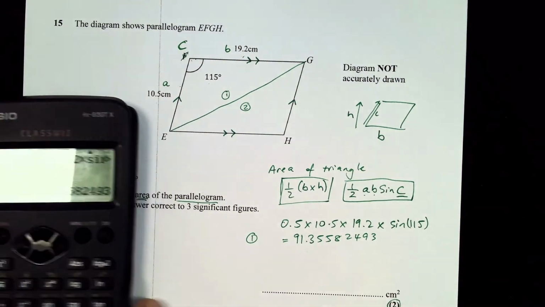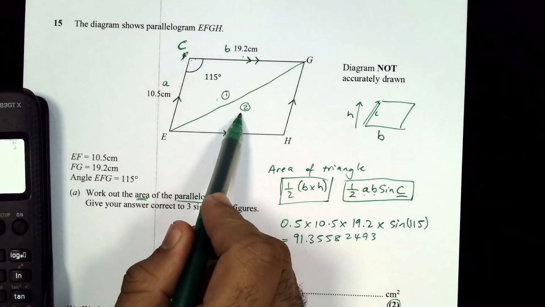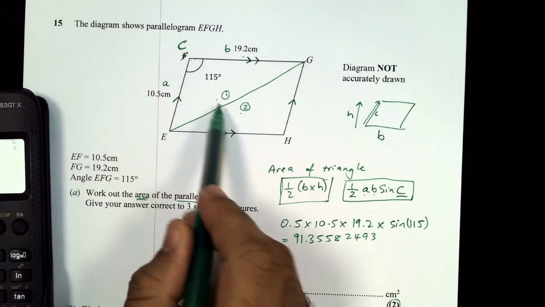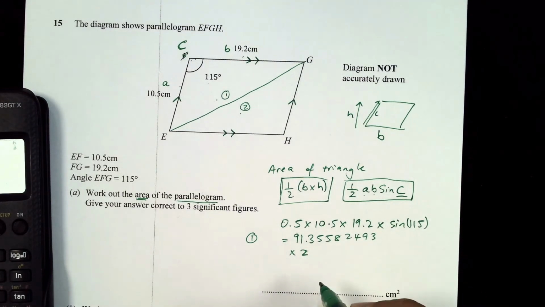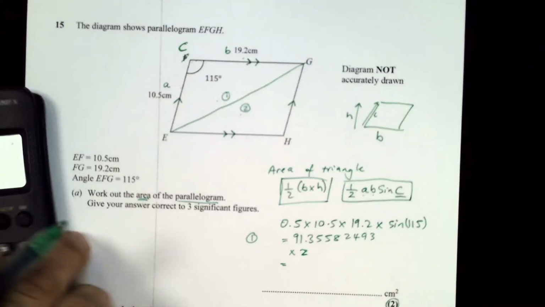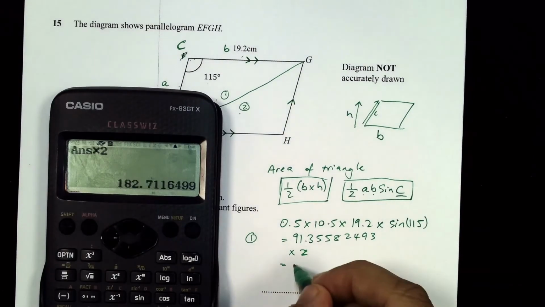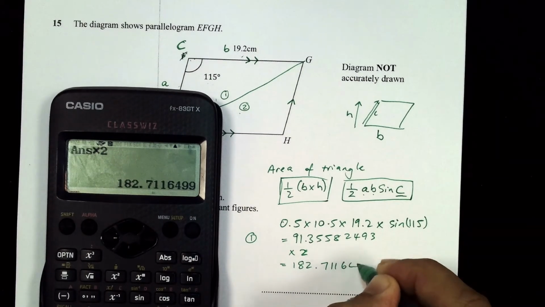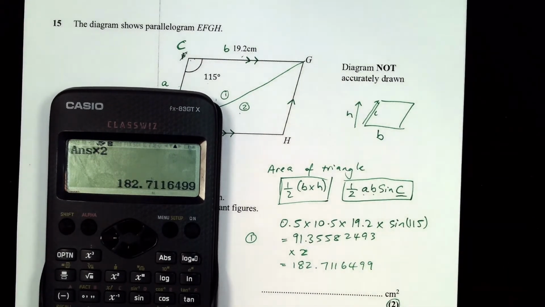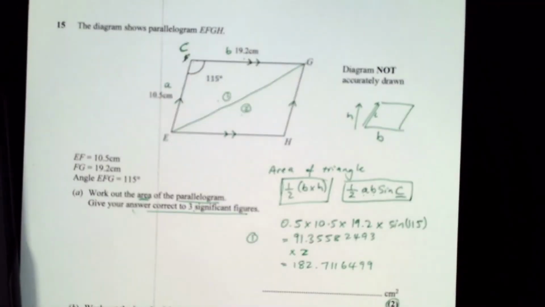Now, if you recall, earlier on I was saying to you, triangle number 1 is exactly the same as triangle number 2. So the parallelogram is made up of these 2 triangles. I've cut it in half. So effectively, I just have to multiply that answer by 2, and that will give me a total area, which is 182.7116499. The final step for this question is to round it correct to 3 significant figures.